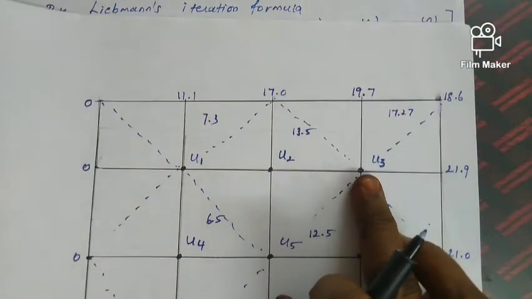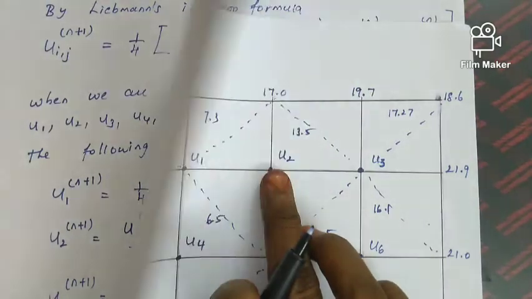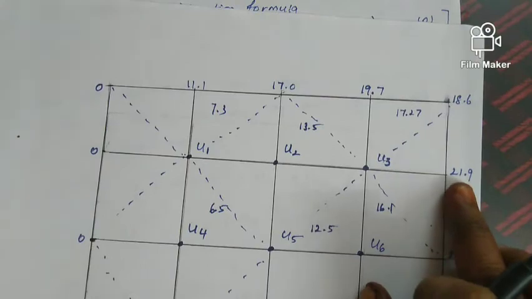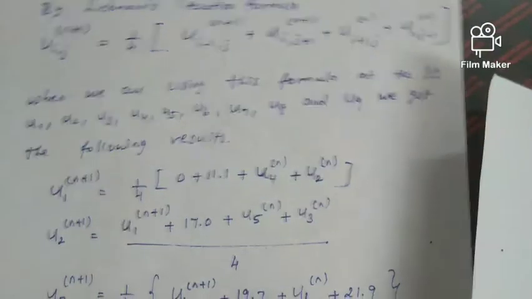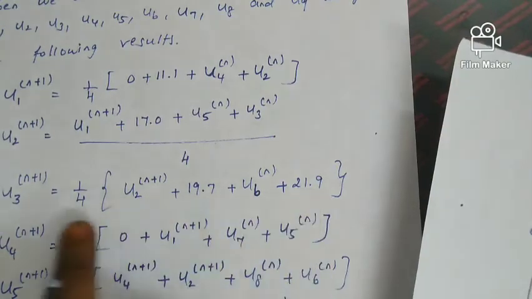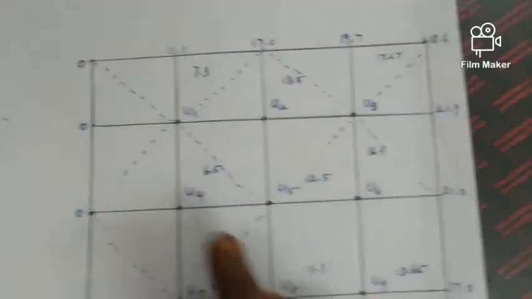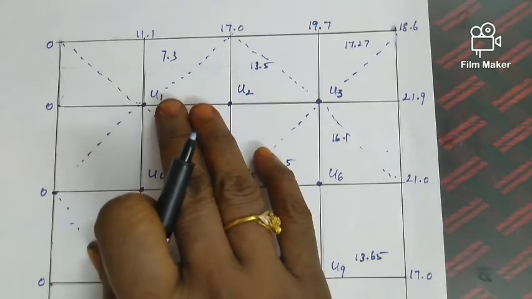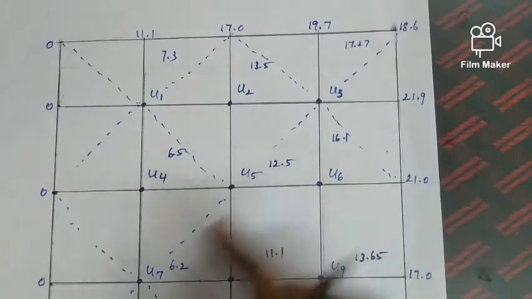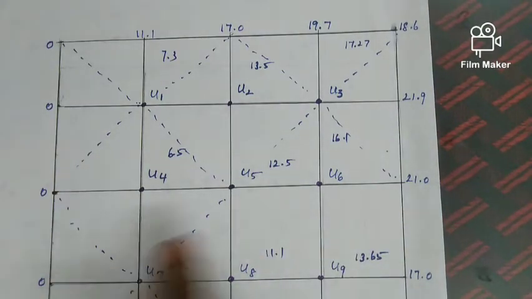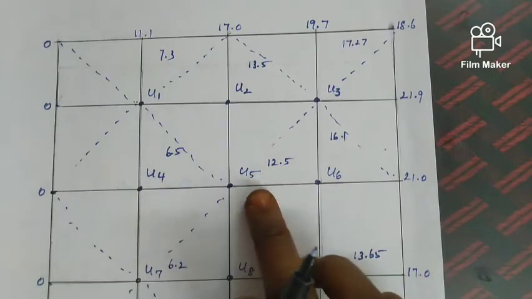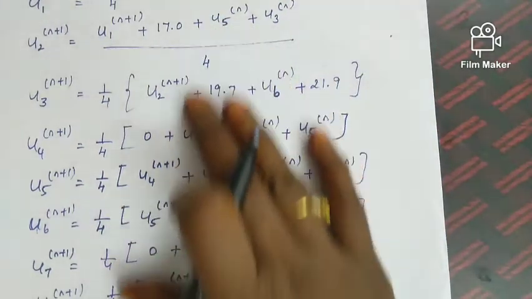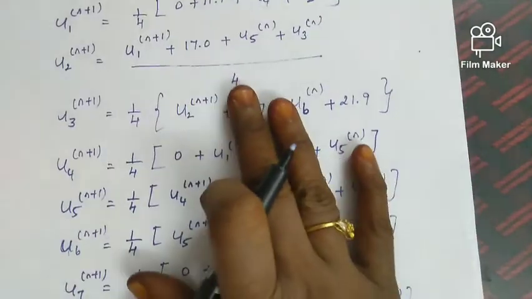Likewise for u3 of n plus 1, we have completed u2. So 1 by 4, u2 of n plus 1, 19.7, then 21.9, u6 of n, whole divided by 4. Likewise for u4 of n plus 1: 0, u1 of n plus 1 already we have completed, and then u5 of n and then u7 of n, whole divided by 4. Likewise u5, u6, u7, u8, u9. For all the 9 points we have written the iteration formula. So this is the generalized result.